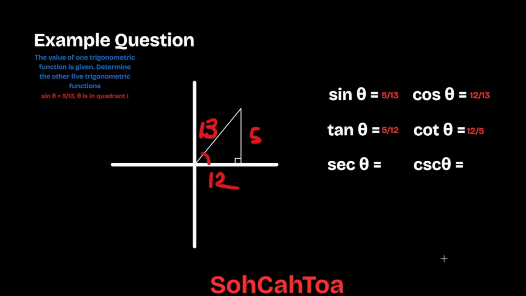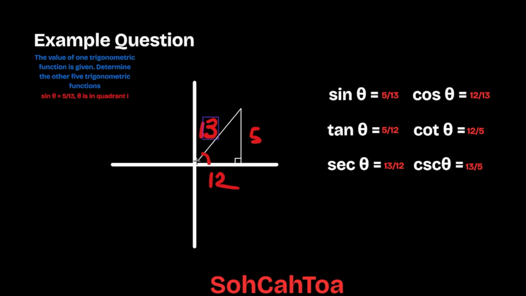Alright, now let's just go look at our secant. It's going to be the reciprocal of cosine. So we'll just flip this around to 13 over 12. And we can do the same thing for our cosecant value. It's the reciprocal of sine. So flip this around and we get 13 over 5. And that's it. The question is solved.